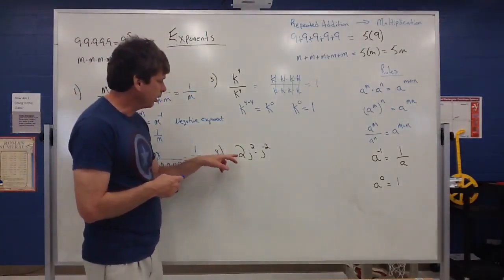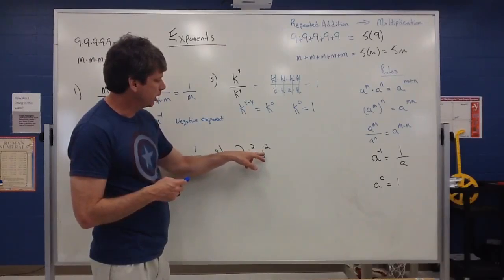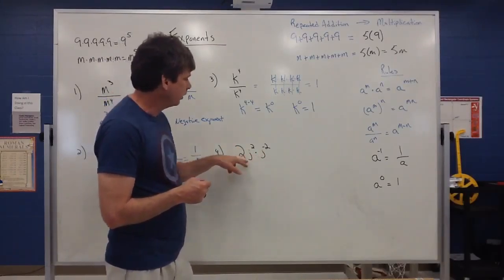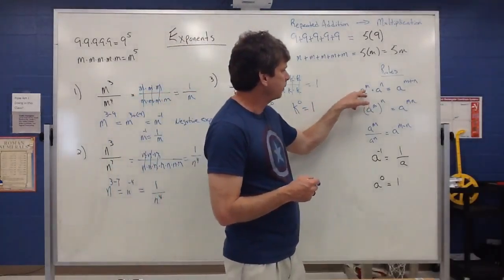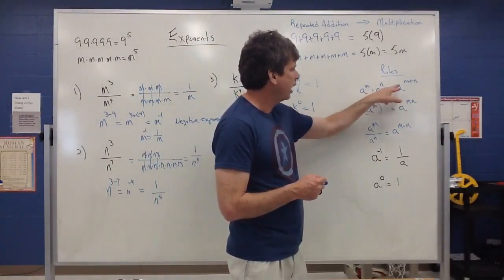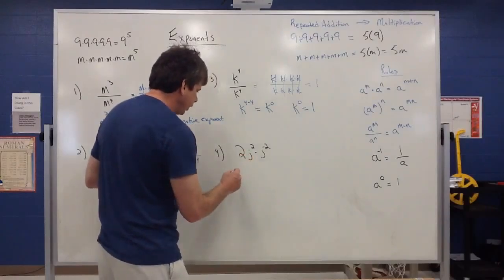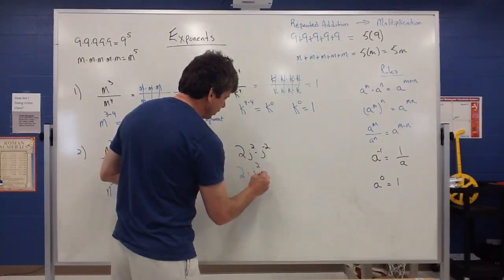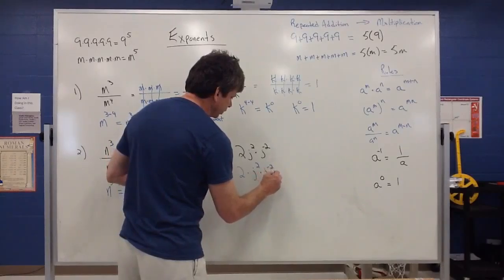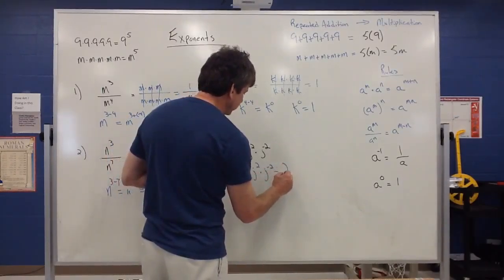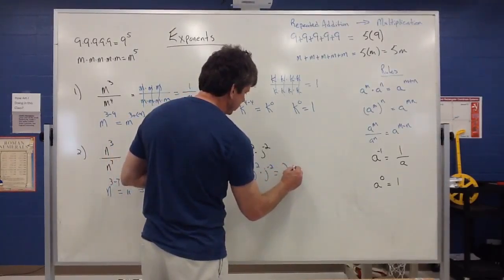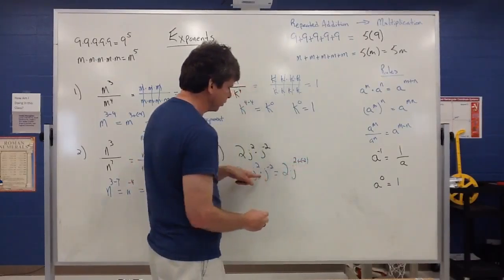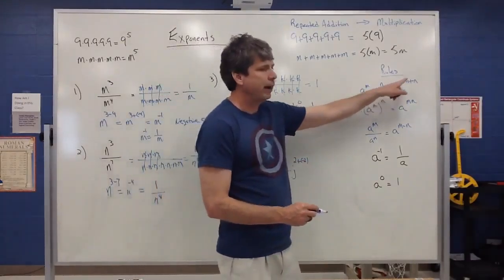So if we look at this problem right here, I have 2 times j squared times j to the negative second. Notice how this is multiplication. Multiplication, if the bases are the same, I can actually add those exponents. So notice how I have a 2, and then you have j to the second times j to the negative second. So what I could say is, well, that's the same thing as 2 times j, and you can write that as 2 plus a negative 2. Because remember, if you're multiplying, the rule says you can add exponents.